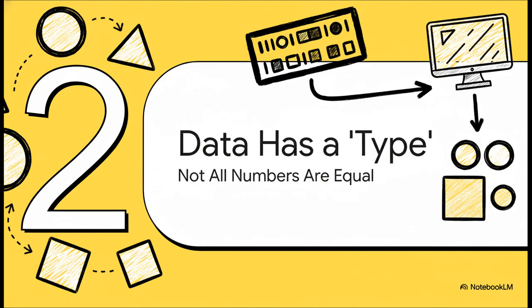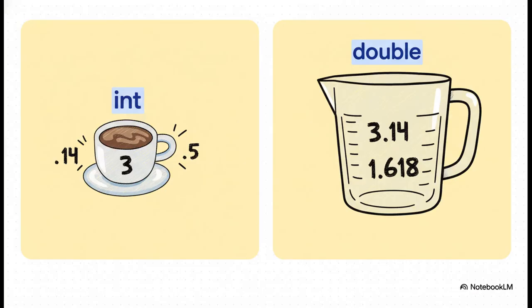See, for a computer, not all numbers are created equal. Far from it. Every single piece of information, every number, has a specific type. And believe me, computers are super strict about these types. All right, let's meet our two main suspects in this case.